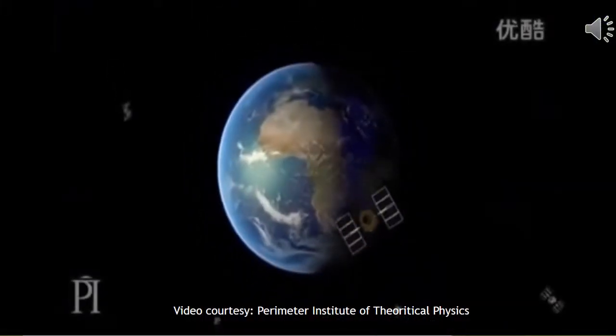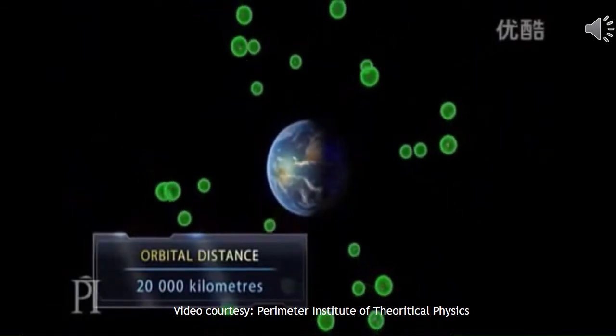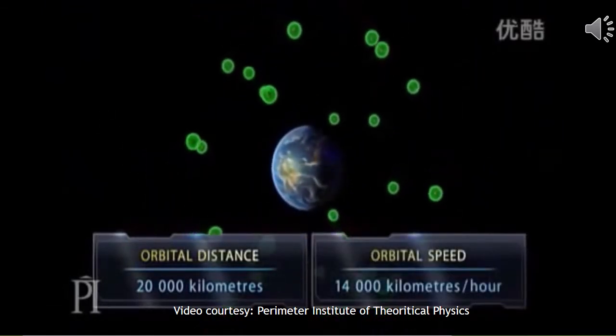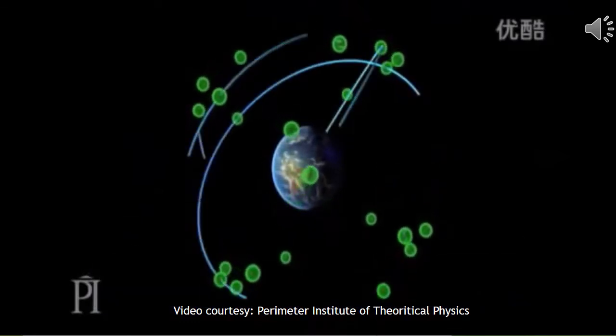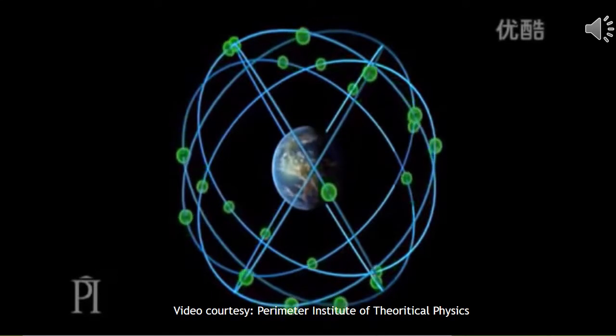GPS is a network of 30 satellites orbiting at 20,000 km above Earth's surface in well-defined orbits. They move at a speed of 14,000 km per hour. Each satellite revolves around one of the six defined orbits around Earth, such that at least four satellites are visible from any point of Earth.